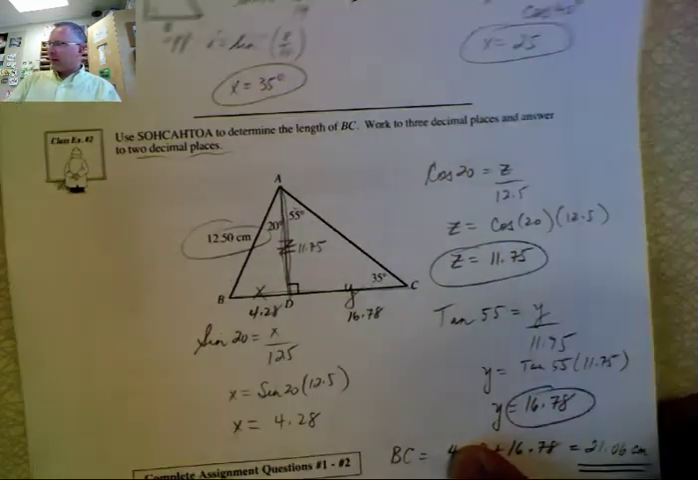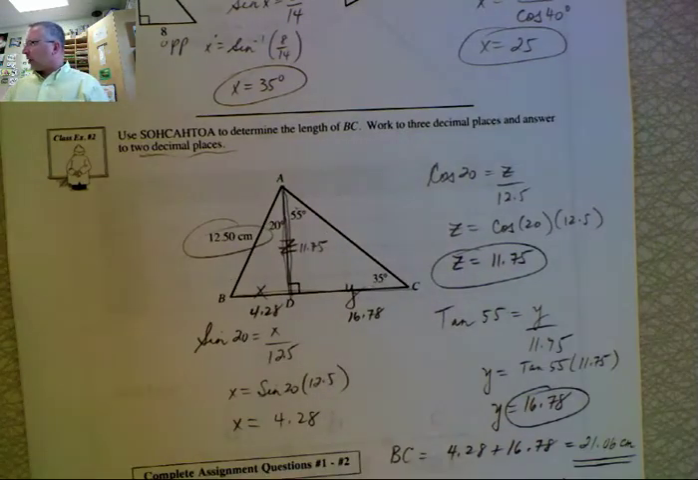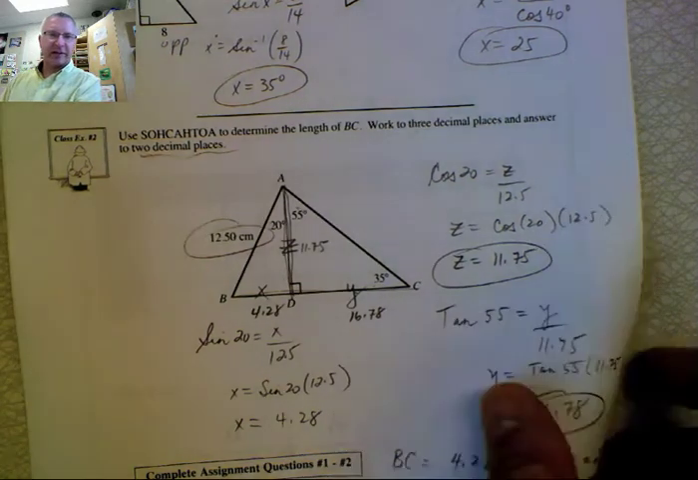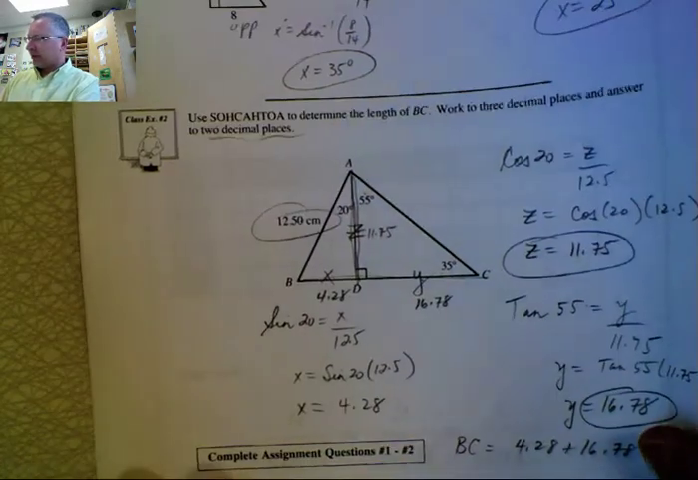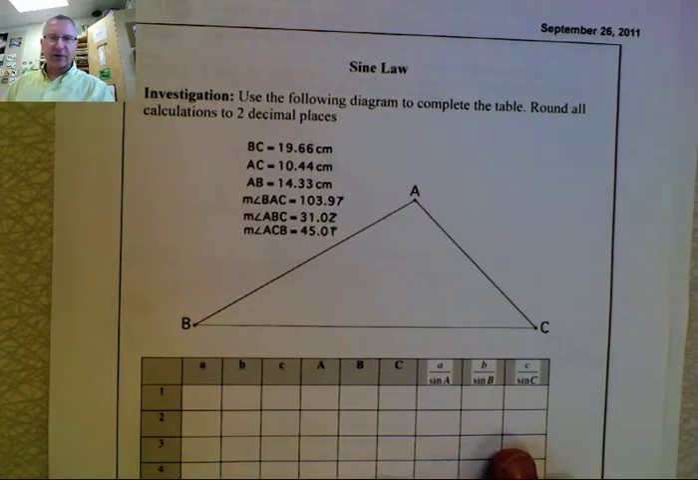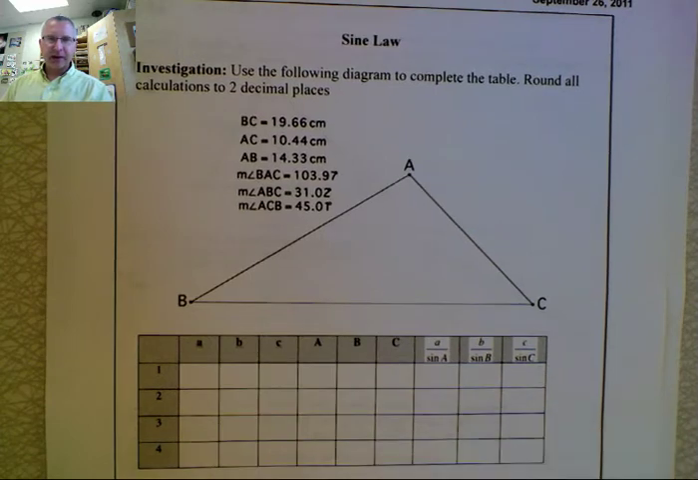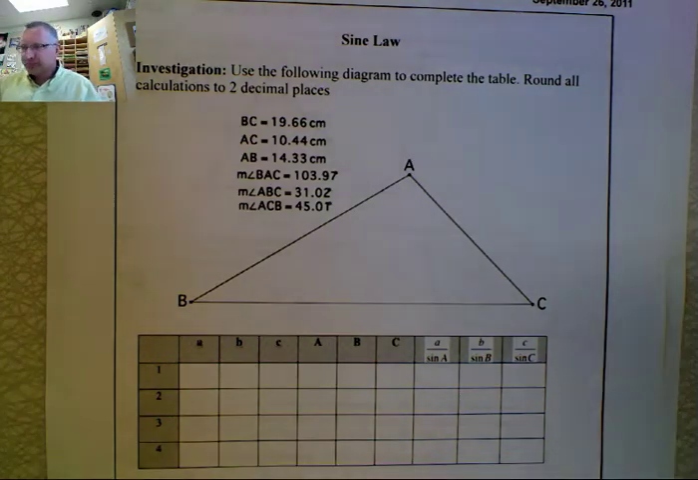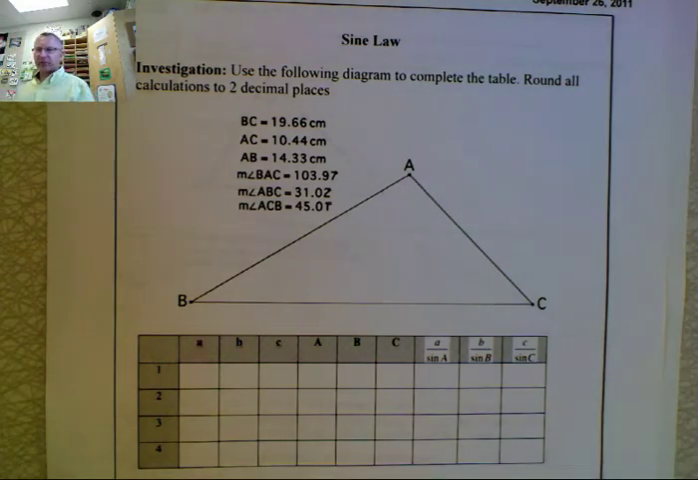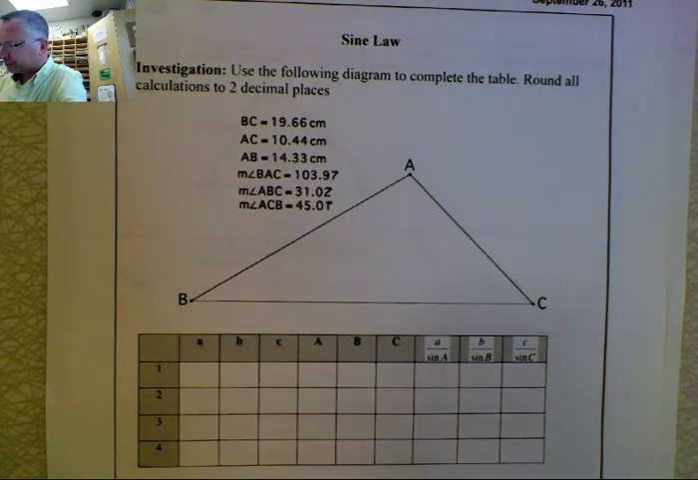Now we're going to talk about non-right triangles. How do we find angles? How do we find sides in non-right triangles? What we're going to do is look at something called the Sine Law. We're going to look at a triangle that I've created, and I've taken some measurements on this triangle. We're going to put these measurements in a table, and we're going to see what we discover.